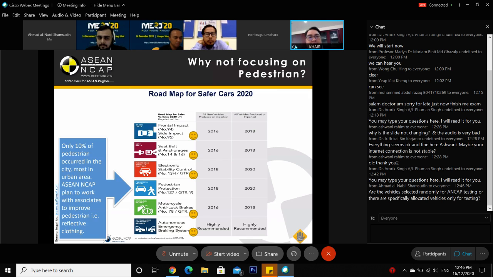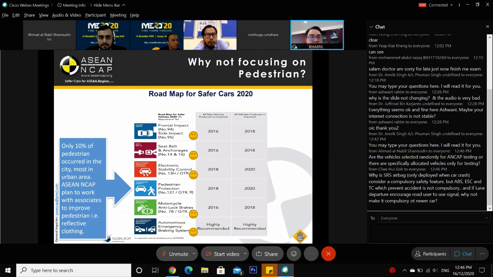So for Safer Cars 2020, we would like to say here that we are not looking into pedestrians, because they are only around 10%. What is the problem of ASEAN? In ASEAN, 70% of the problem is from motorcyclists. So we do everything except for pedestrian protection.